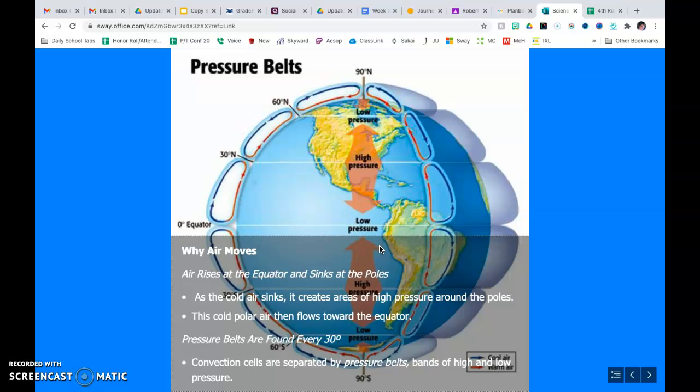Convection cells, remember convection? Think of it as a circle, rising, falling. They are separated by pressure belts, which are bands of high and low pressure. So this constant movement of air is what causes these pressure belts to exist. So your high pressure and your low pressure.